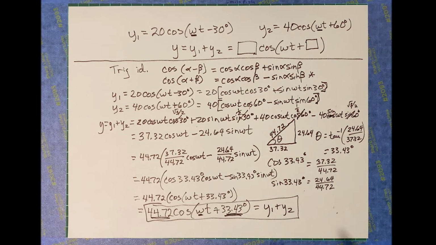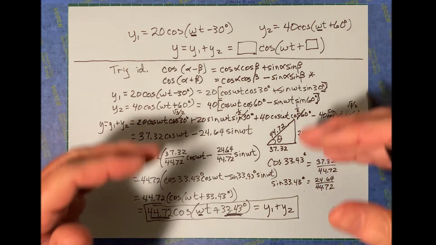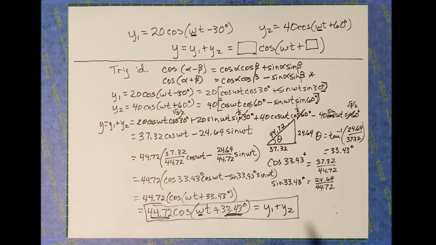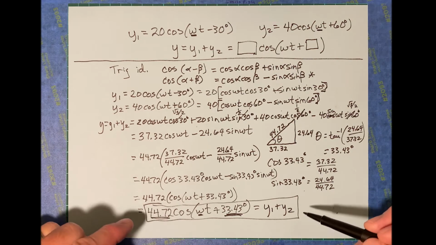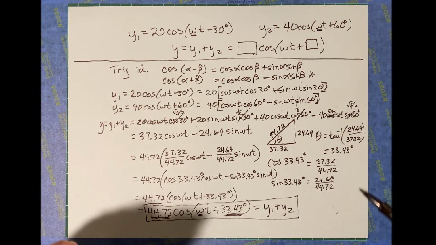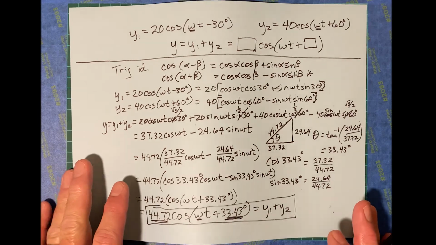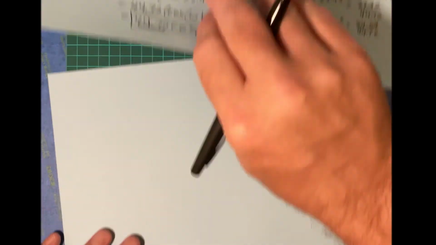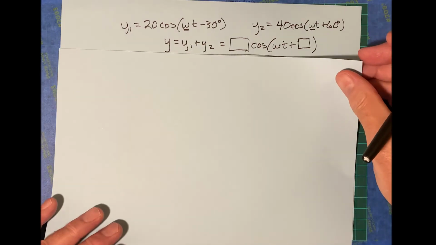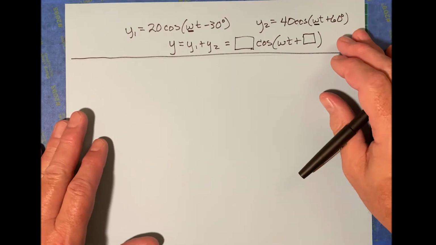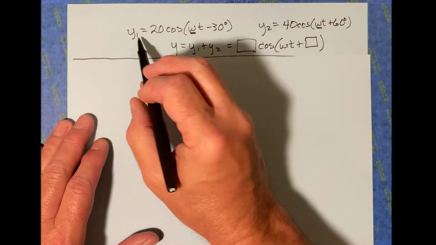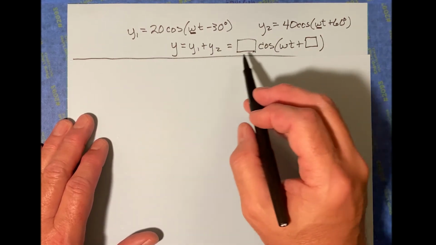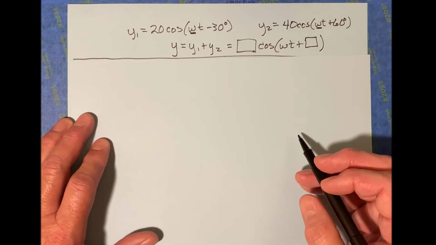Now, you're probably wondering, that was a lot of trouble. Why are we doing this? I am doing this to illustrate how easy it is to do something like this using phasors. Okay, let's do the same sort of thing now using phasors. Once again, this is what we're after. We have our y1 and our y2, and we want to write it in this general form.